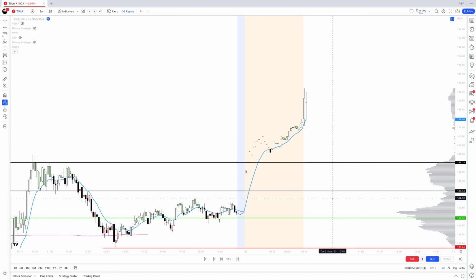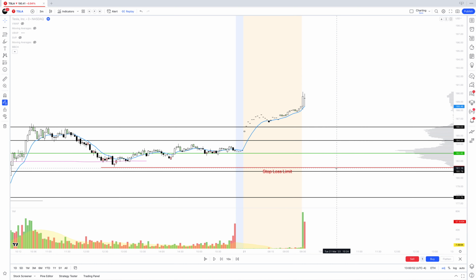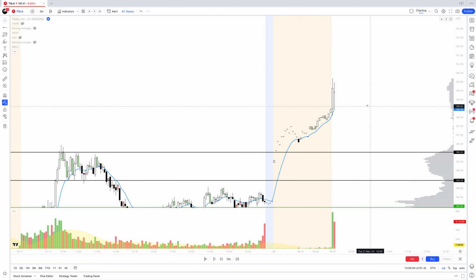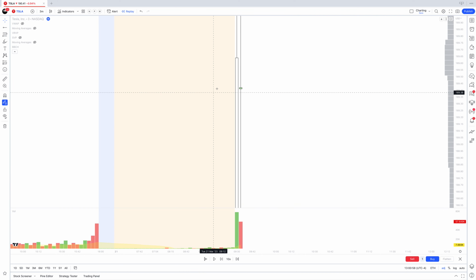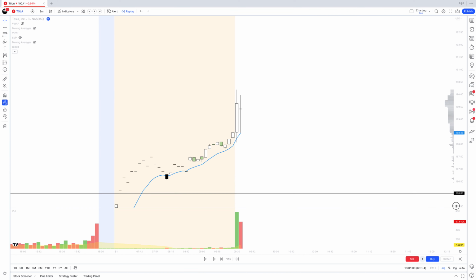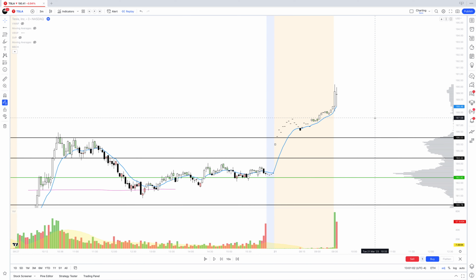Now, we are gapping up, so that means we can literally go long on the first setup we see. This is a bearish candle, which means we can long. Obviously, limit buy above it.